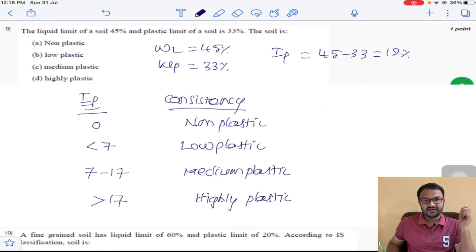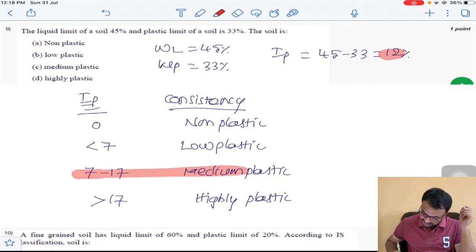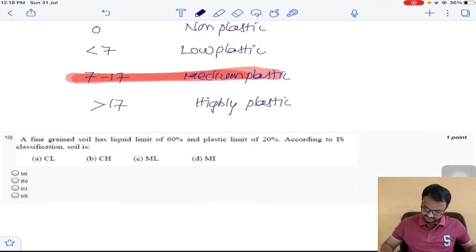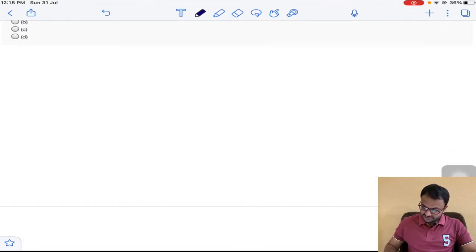Clear? Is it okay? So now what is the IP value that we have got? In which range will it fall? It falls from 7 to 17. It is medium plastic. The answer will be option C. Clear? And now the last question for the assignment.